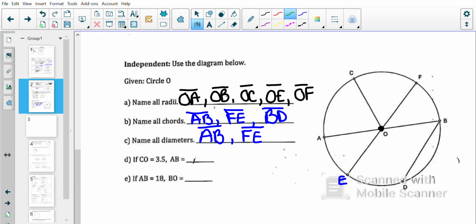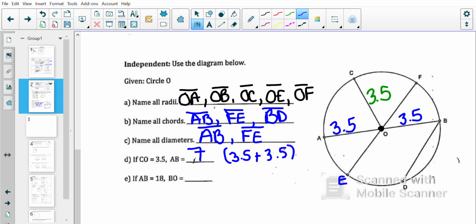And now I'm telling you, if CO is 3.5, we want to find AB. Well, CO is a radius, so that means AO is 3.5 and OB is also 3.5. So AB, the diameter, is going to be 3.5 plus another 3.5, or 3.5 times 2, which is 7.